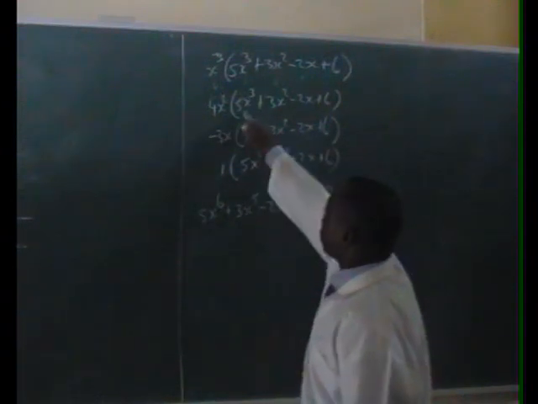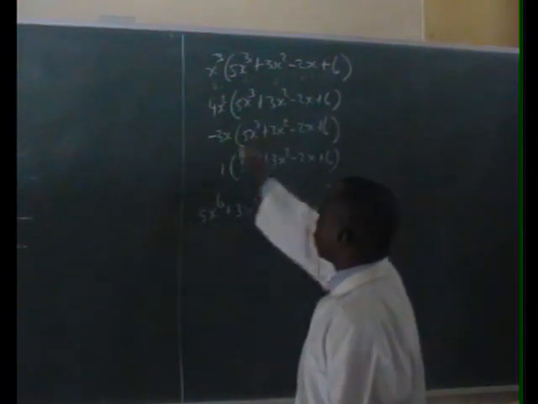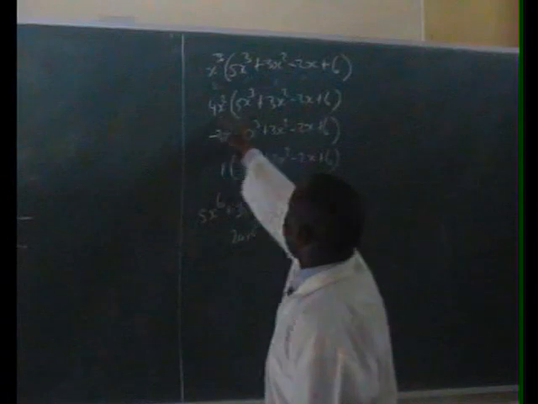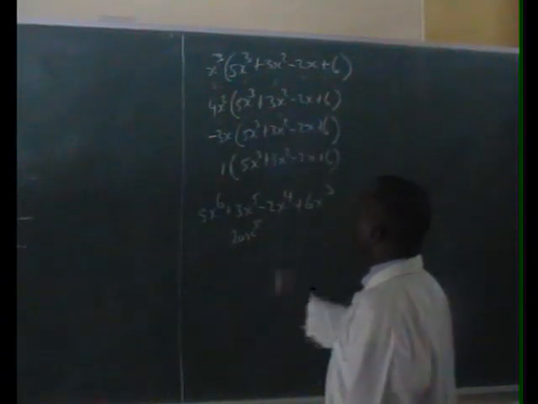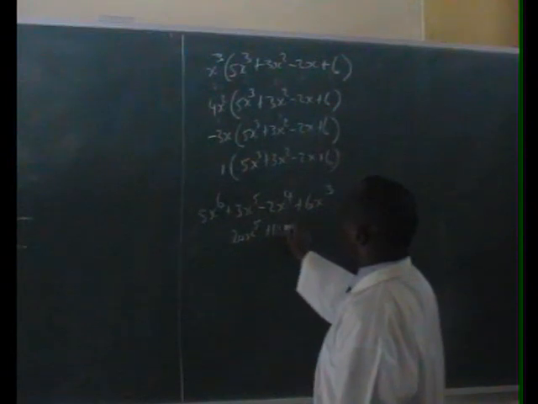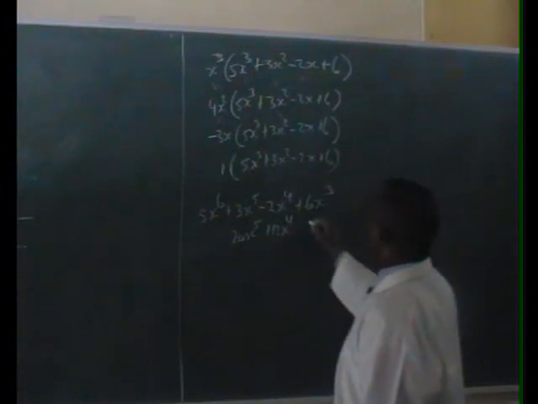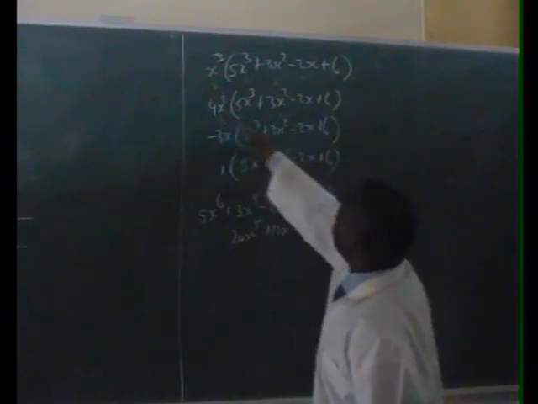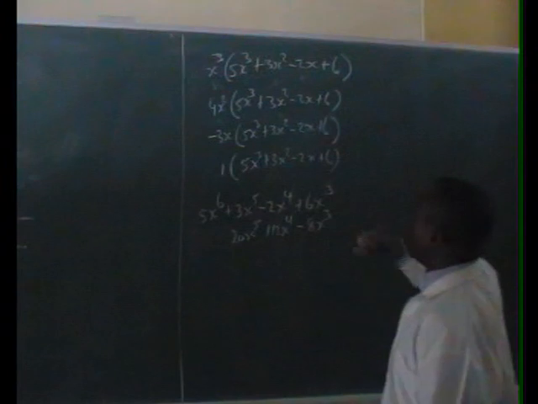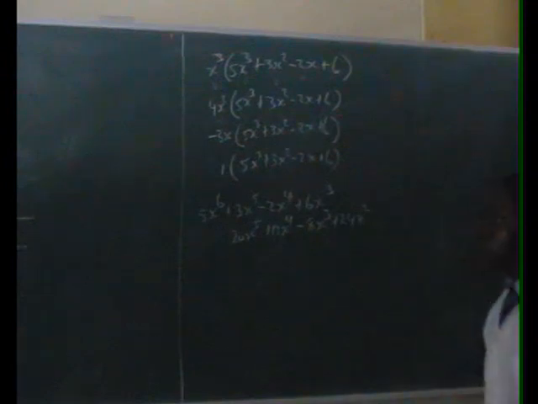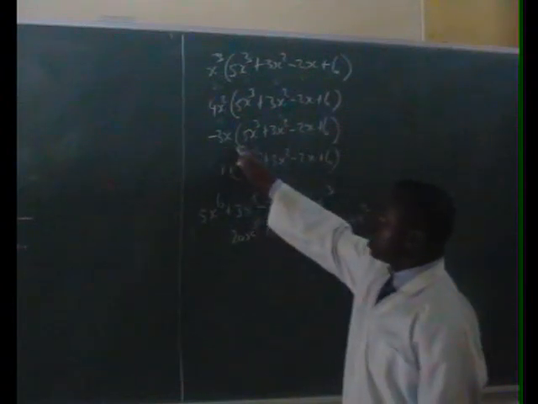4x squared times 5x cubed gives me 20x raised to the power 5. 4x squared times 3x squared will give me 12x raised to the power 4. 4x squared times minus 2x gives me minus 8x raised to the power 3. 4x squared times 6 will give me plus 24x squared. So the second one has finished. And we enter the third one here.